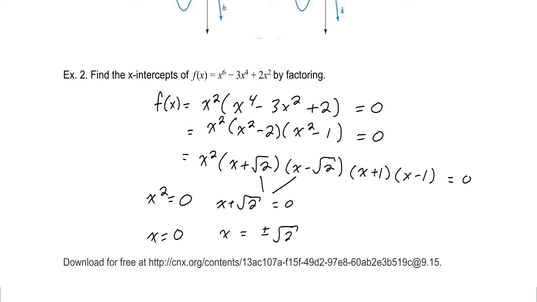And then the last one, same idea. x plus 1 equals 0 tells us x equals plus or minus 1. Negative 1, then positive 1 from the second. So there are 5 solutions to this equation. So our x-intercepts are these points.